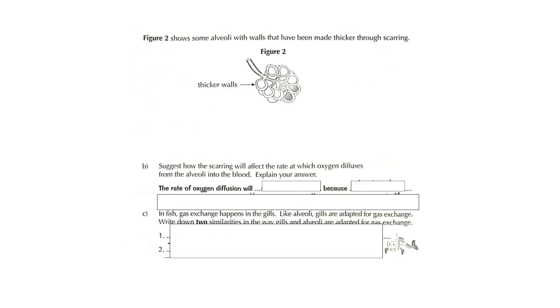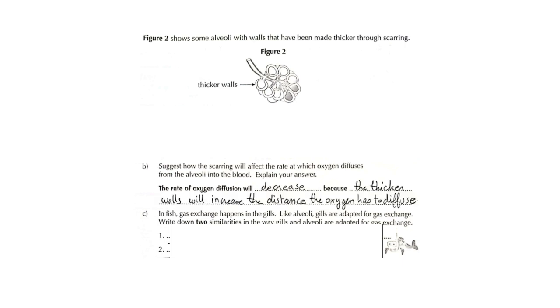Figure 2 shows some alveoli with walls that have been made thicker through scarring. Suggest how the scarring will affect the rate at which diffusion occurs from the alveoli into the blood. The rate of oxygen diffusion will decrease, yes, because the thicker walls will increase the distance the oxygen has to diffuse. Okay, it's going to be a lot harder for the oxygen to travel from the alveoli to the blood, if you have way thicker walls of the alveoli.